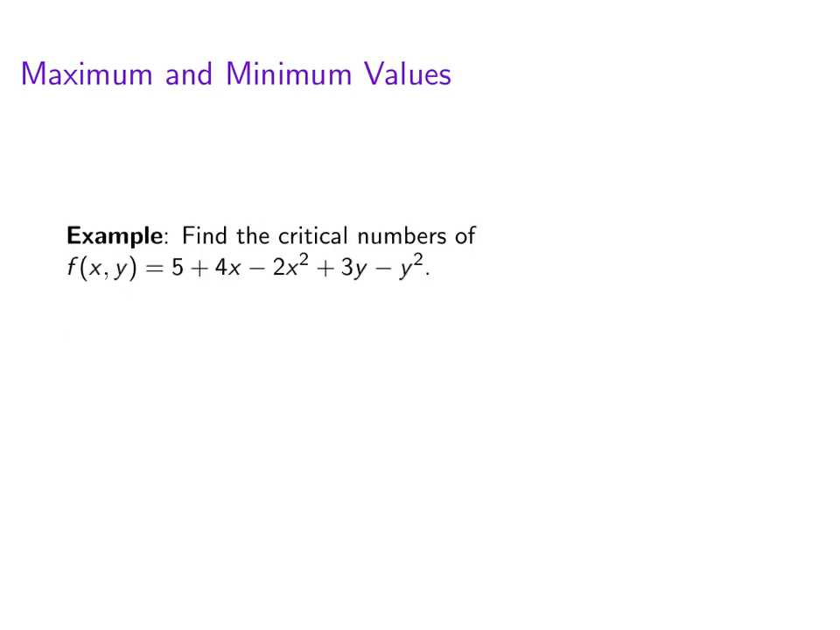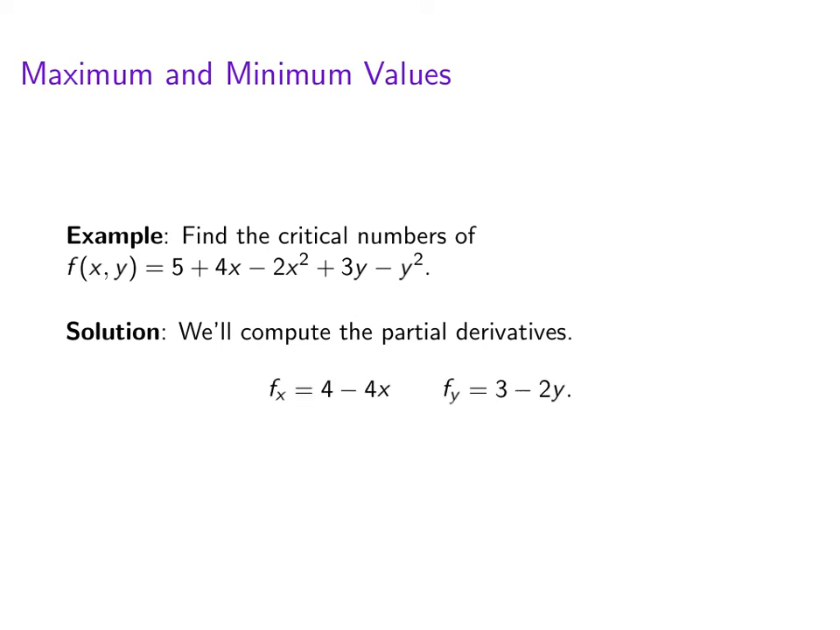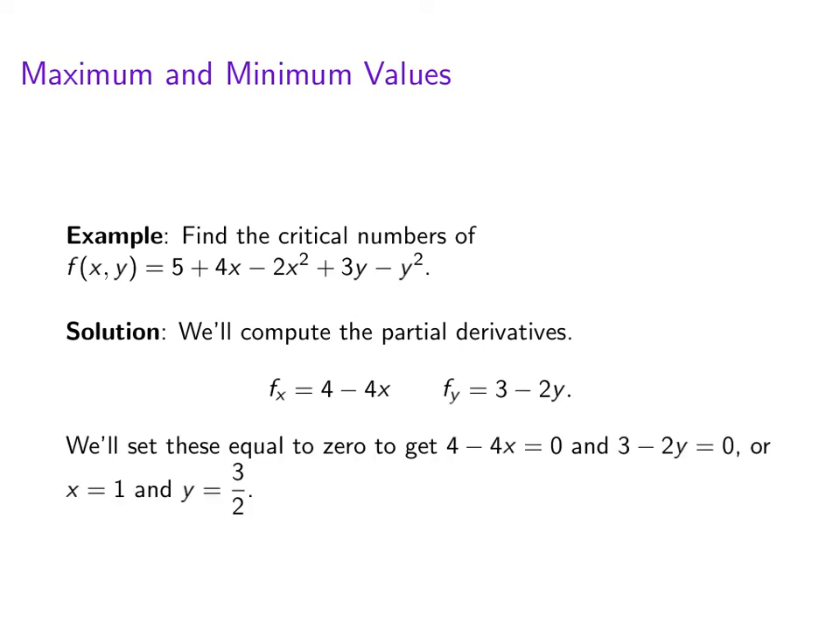All right, let's do an example. Let's find the critical numbers of f(x, y) = 5 + 4x - 2x^2 + 3y - y^2. First thing we need are the partial derivatives. f_x is 4 - 4x. f_y is 3 - 2y. If we set those equal to 0, we'll get 4 - 4x = 0 and 3 - 2y = 0. So that gives us x = 1 and y = 3/2. So we can say that our only critical point is (1, 3/2).